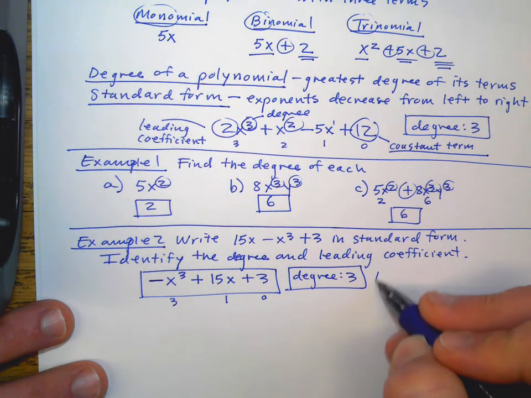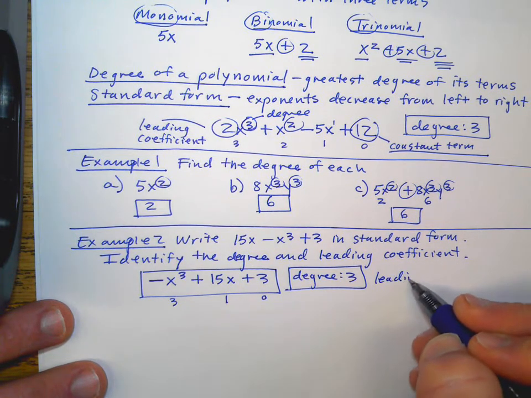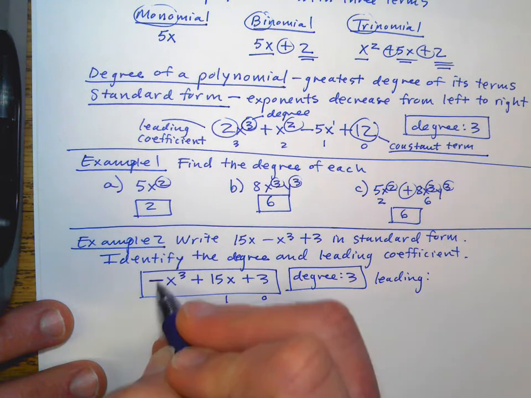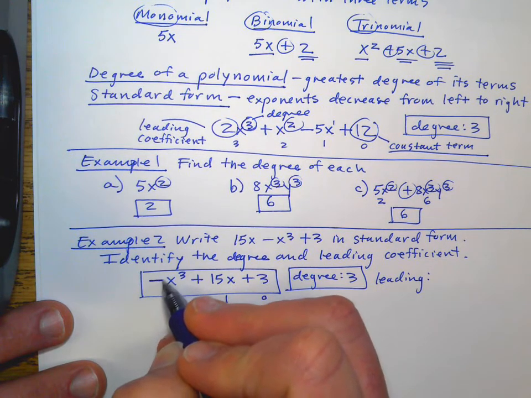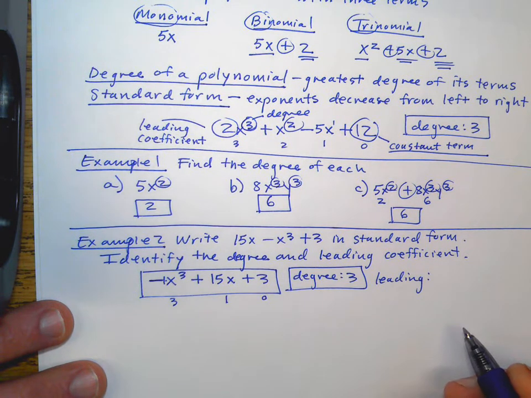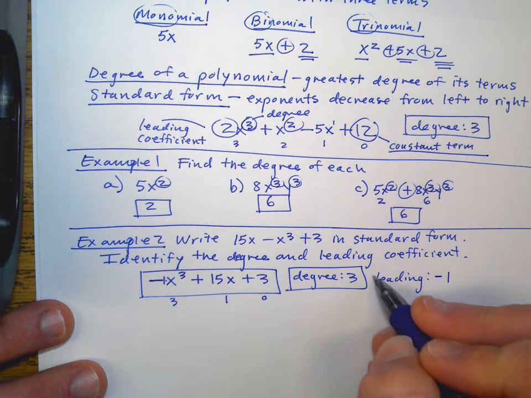The leading coefficient is the number in front of the first term. It's this right here. And remember, if there's a negative, that's a 1. You could always write a 1. So leading coefficient is negative 1.